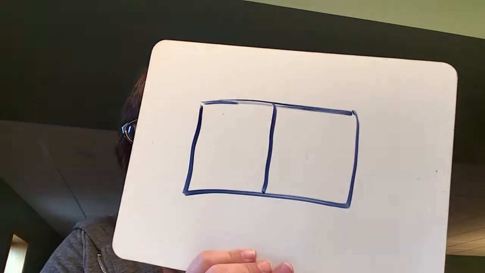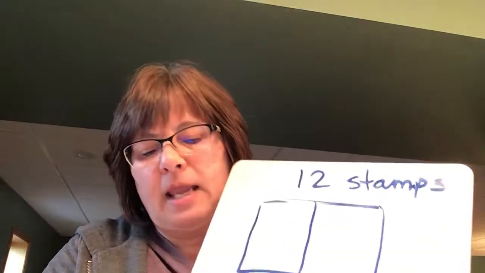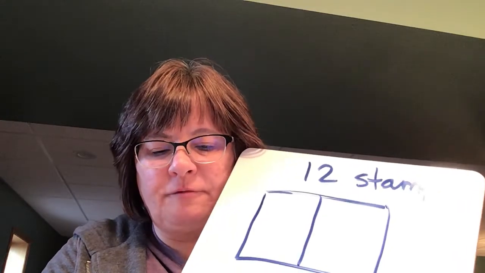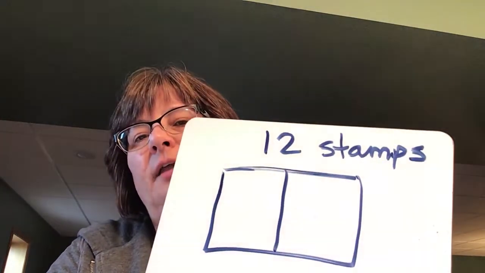So the first problem that I have is with a girl that has stamps, and her name is Jules. Okay, Jules has stamps, and she's going to put them in a book. So to show you, I'm going to pretend that this is my book. And Jules has 12 stamps altogether. Okay? And my problem says she puts half of her stamps on one page and half on the other.